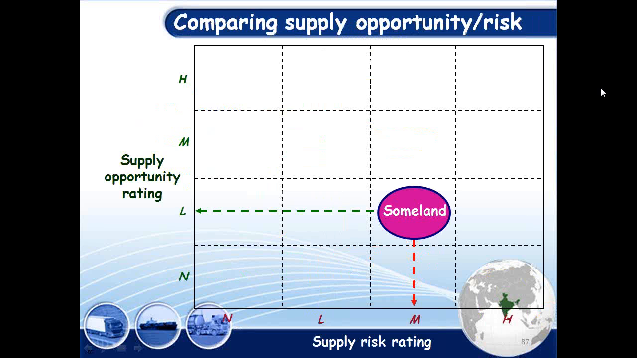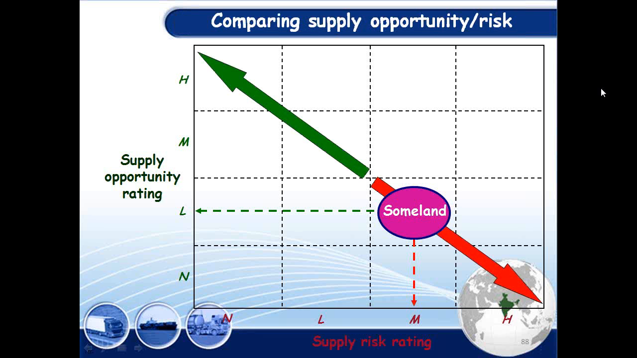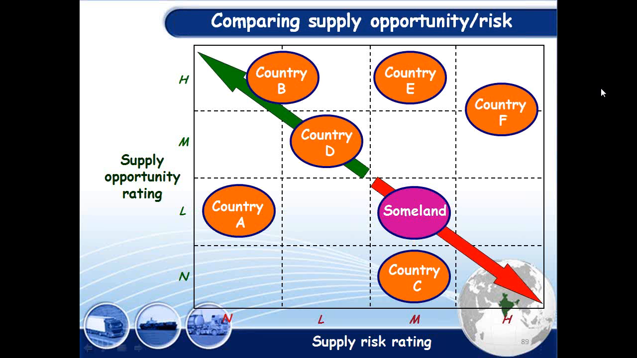So that's the one we are trying to draw. The country like Someland: risk rating is M, opportunity rating is L. So that's the way we looked at it. Now based on this, we'll try to put in all the countries where we were looking at the segments. So we found suppliers in country E, country F, country D, and for each country we have done the same way as we did in the previous one.